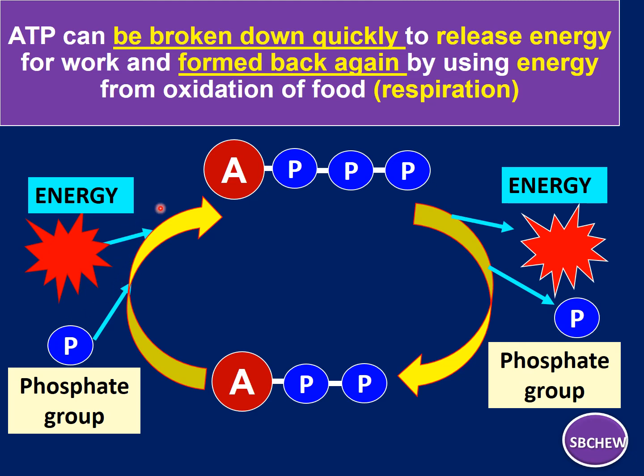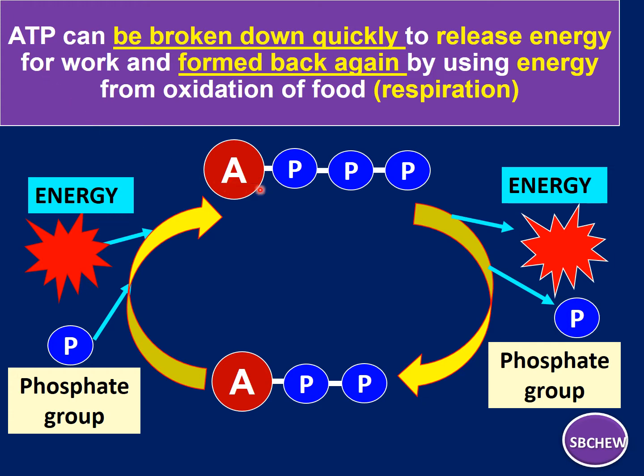This diagram shows you the cycle where ATP is formed and then broken down to form ADP and then formed back again. So this process occurs in the cells all the time. Now ATP can be broken down quickly to release energy for work and form back again by using energy from oxidation of food, that is from cellular respiration.